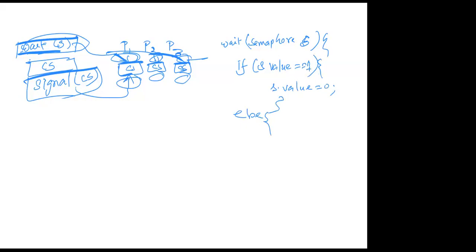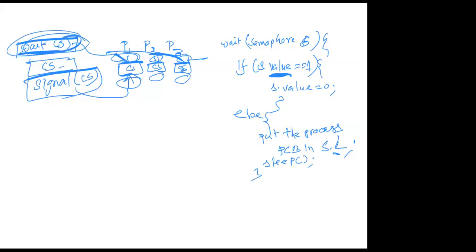So another process will be put into the queue and then put into sleep mode. That is, put the process PCB, or process control block, in s.L, which is the list field of the semaphore. The semaphore has two fields: one is the value field, another is the list field, and the list is nothing but a queue. Then you need to put this process to sleep. This is the wait function.